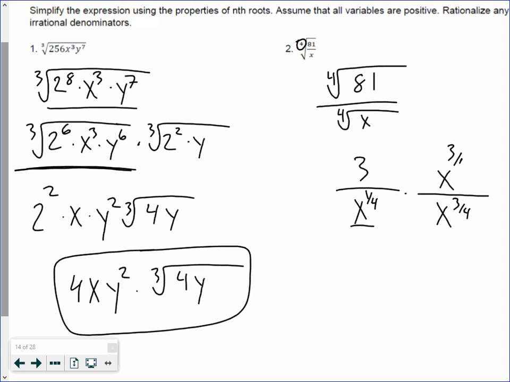And what we multiply the bottom with, we multiply the top with as well. So we end up getting 3 times x to the 3 over 4, all over x to the 1/4 times x to the 3 over 4.